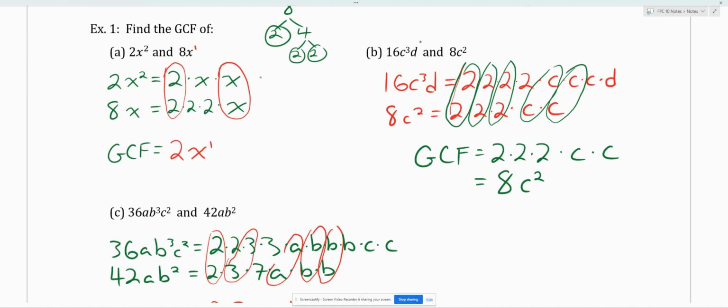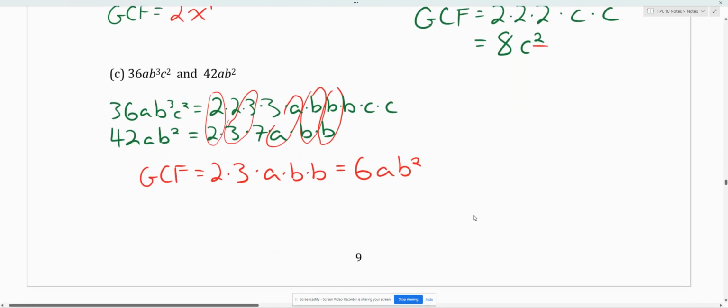And over here, the same thing applied with the c's and the d's. We have 3 c's here and 2 c's here. Well, the most in common or the lowest power is a 2. So I ended up with 2 c's. There are no d's in the second term, so there are no d's in common. You could think of it as a d to the 0, essentially. So we have no d's in common with our GCF.